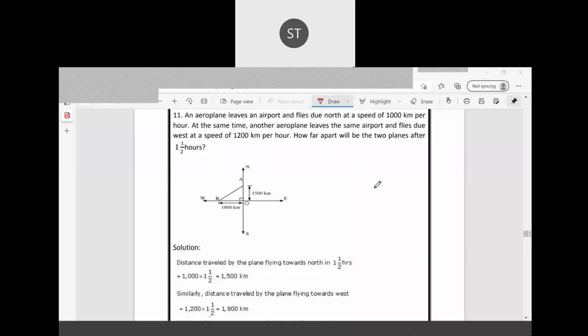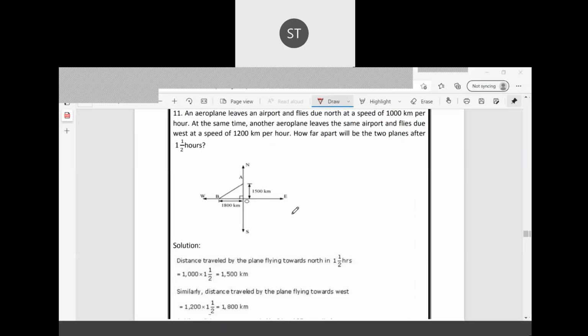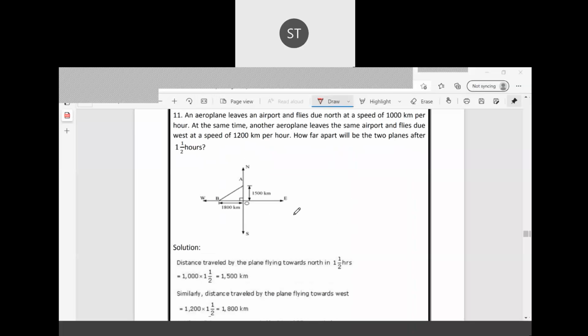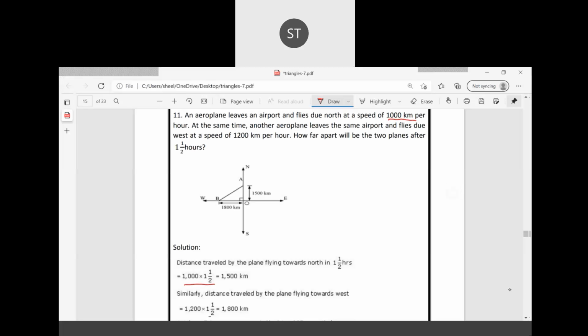So the diagram is given. One plane flies north at the speed of 1000 km per hour, and at the same time the other leaves the airport and flies due west at 1200 km per hour. So the speed is given and we need the distance between A and B. So the distance traveled by the plane flying towards north in 1.5 hours, the time is already given. So 1000 km per hour is the north direction. So 1000 into 1 and 1 by 2, that is 1500 km.